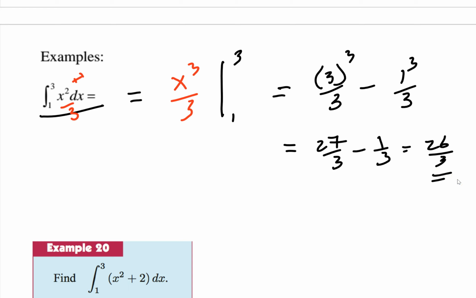You integrate like you normally do. If there's limits, you put the top limit minus the bottom limit. That's it. Top minus bottom.